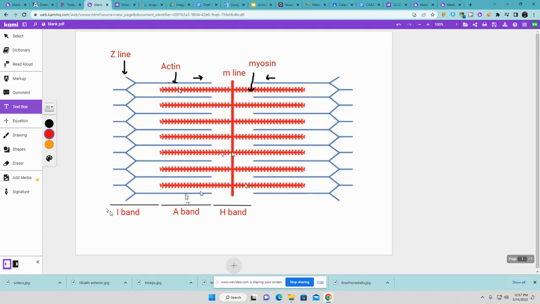Remember, it's the myosin heads that reach up and grab onto the binding sites of the thin filaments, the actin, and then pull it towards the middle, towards the M line, and that's what causes the muscle contraction.